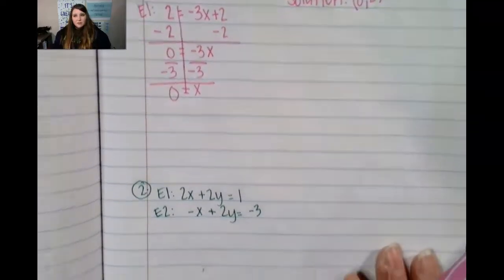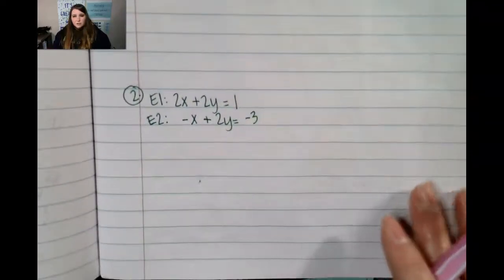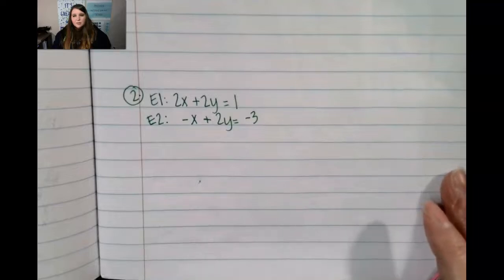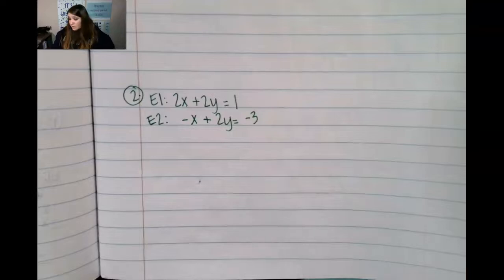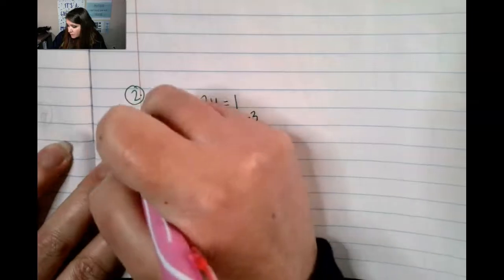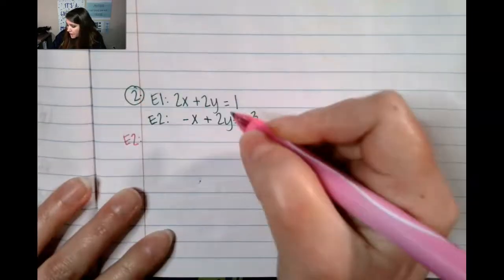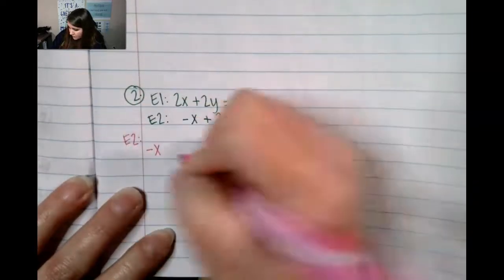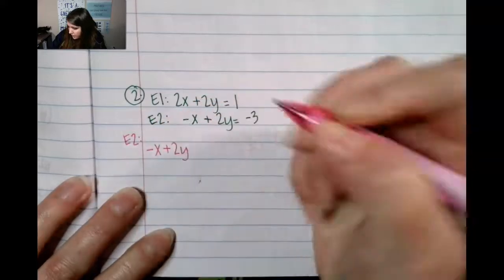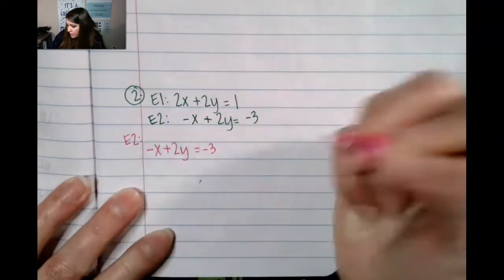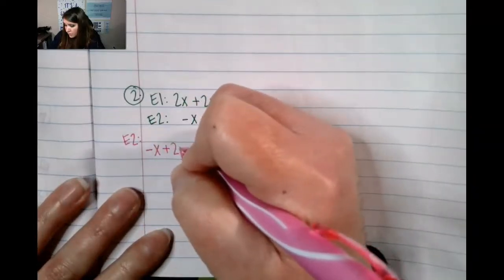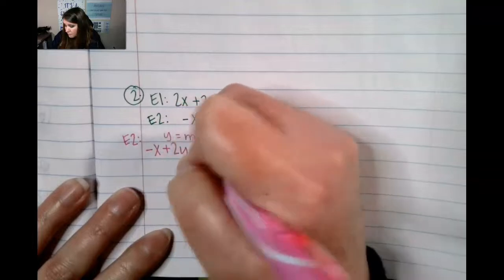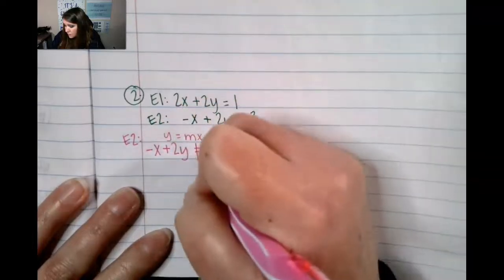Okay, now equation or number 2. All right, on number 2, we're going to have to do some steps before we can get to the y equals. So I'm going to start here with equation 2 on this one because it looks like x can already be by itself somehow. So let's do that. So I have negative x plus 2y equals negative 3. I'm going to work on y equals mx plus b. So I want y equals mx plus b. So let's move some things around.